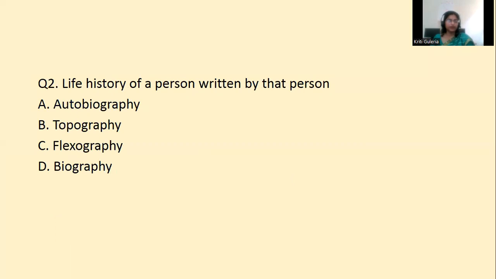Next question, life history of a person written by that person only. Autobiography, topography, flexography, or biography? It will be autobiography, because the person has himself written about his own life. Whereas if he would have written about someone else's life, about any other person or people, then it will be biography.